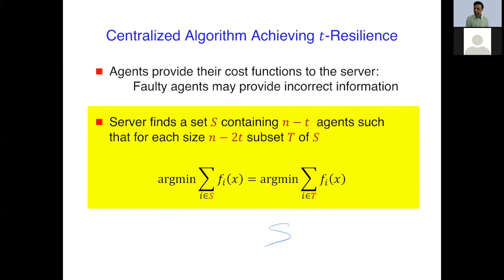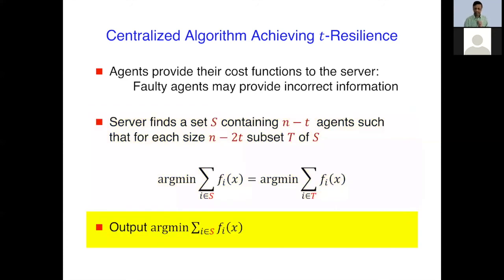And we will output an x hat that's in fact correct, meaning it's an argument that minimizes the aggregate cost over all the good agents. Okay. The proof of that is actually not that difficult at all, but I will not discuss the proof here in my tutorial. So this simple algorithm is an existence proof that given 2t redundancy, t resilience is achievable. And in fact, 2t redundancy is necessary and sufficient to achieve t resilience.